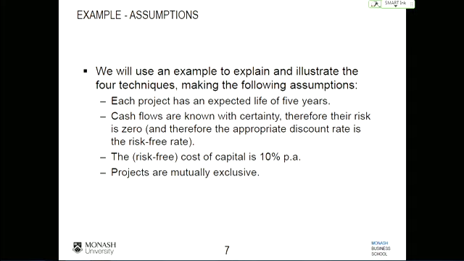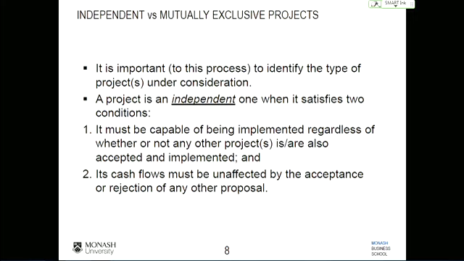Okay, so 4 projects, each project will be 5 years, and the discount rate or the cost of capital would be 10%, and those projects are mutually exclusive. Okay. Why is it important to make that assumption of mutually exclusive projects? Before we go to the details of each of the methods that we are going to use, I would like you to really understand the difference between independent projects and mutually exclusive projects. Okay? Independent, mutually exclusive. What does it mean?